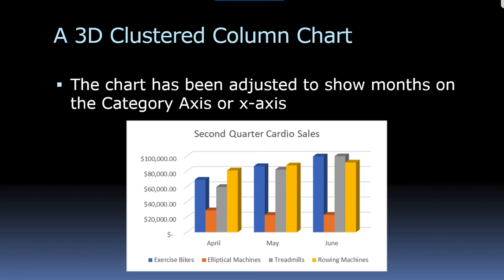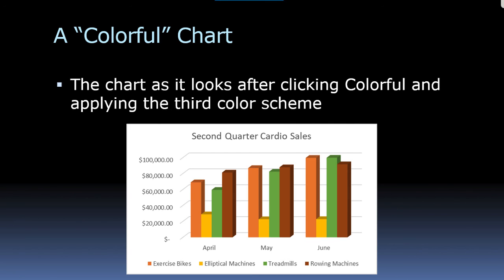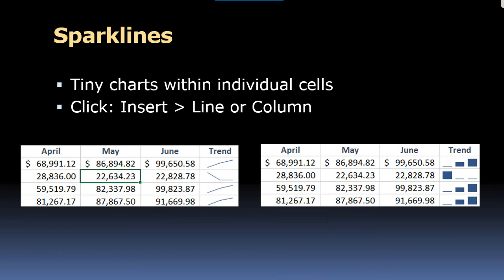Okay, the 3D cluster column chart looks like this. It's real nice. And basically, you want to show it with the dates usually along the x-axis. And the colorful chart, once we applied it, looks very nice there. And there are many different color schemes you could use. Spark lines look like this. Basically, it just gives you little charts inside cells. It's like tiny little charts, and as you saw, they're pretty easy to create.